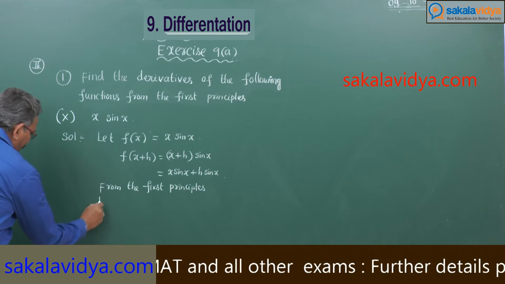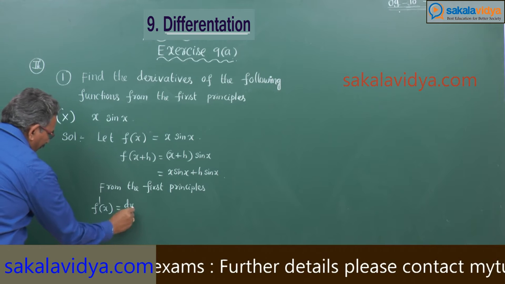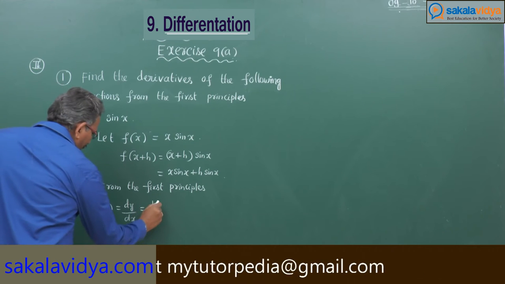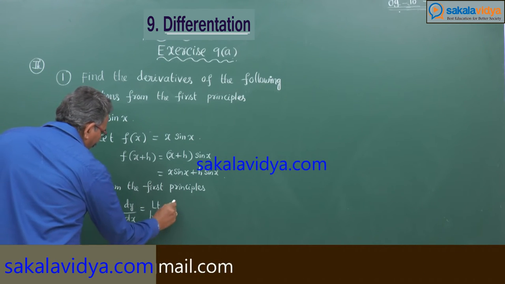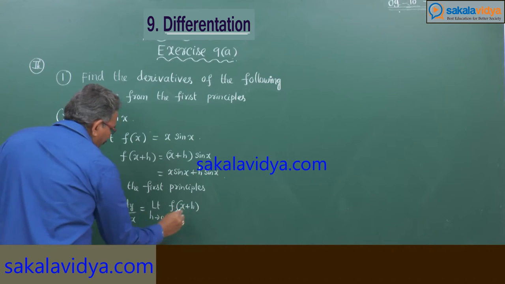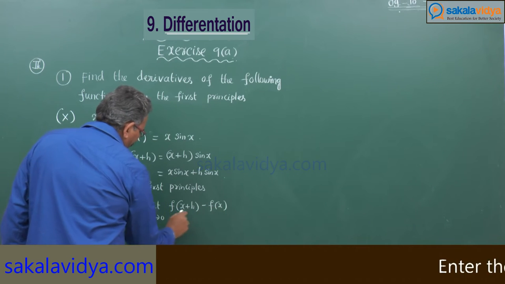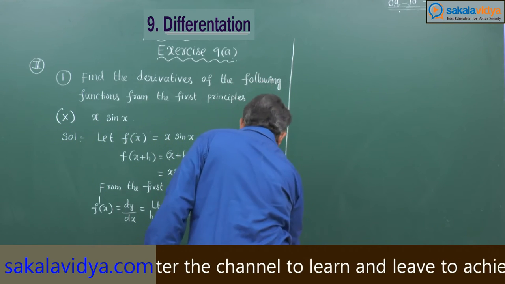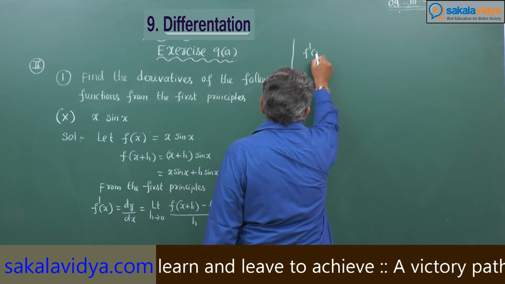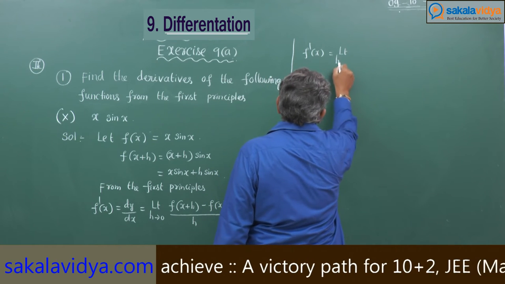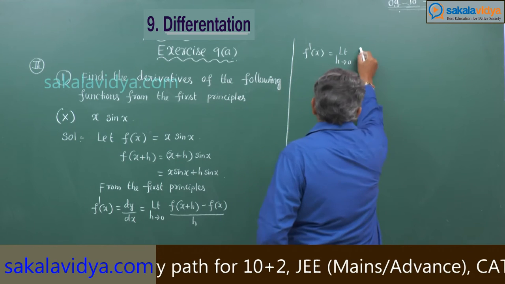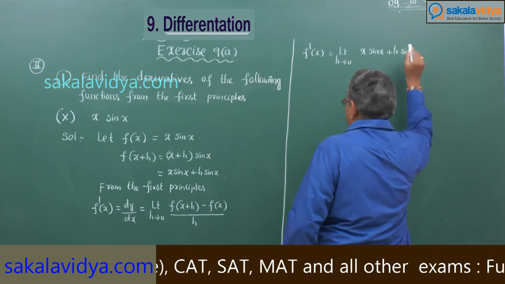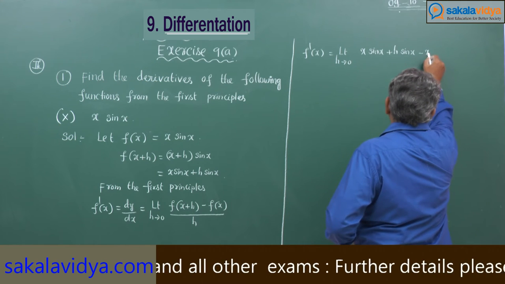f dash x is equal to dy by dx is equal to limit h tends to 0 of f of x plus h minus f of x by h. Now f dash x is equal to limit h tends to 0, this is x sin x plus h sin x minus x sin x.